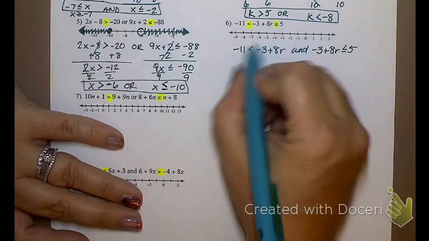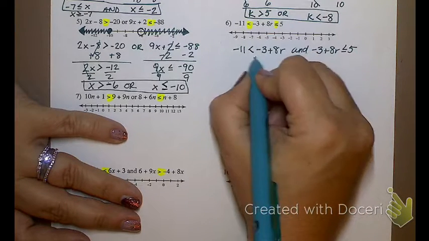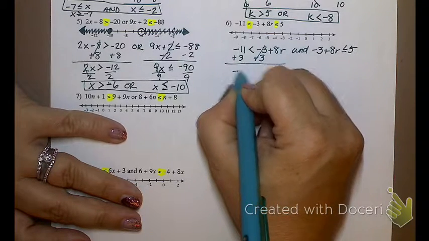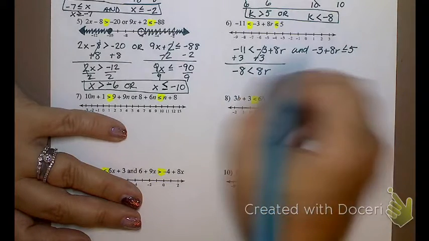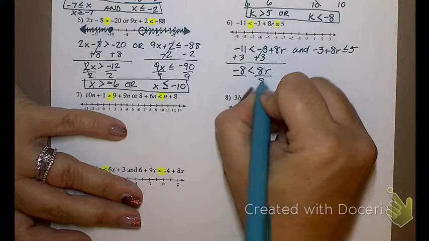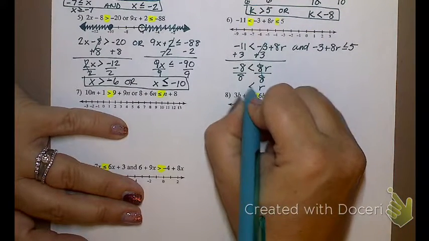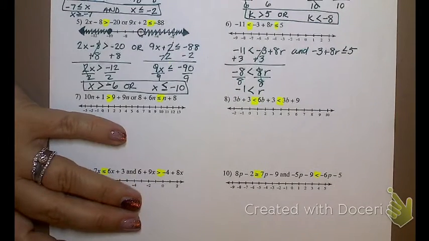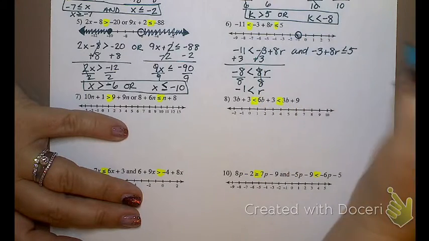So, what should I do over here? Got to get r by itself. What should I do? Add 3. What's negative 11 plus 3? Negative 8 is less than 8r. Divide by what? Do I flip my sign? No. Nope. So r is still going to be there. Negative 8 divided by 8 is negative 1. So open or closed circle on negative 1? Open.